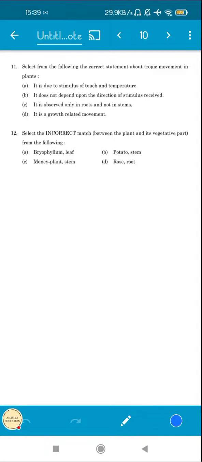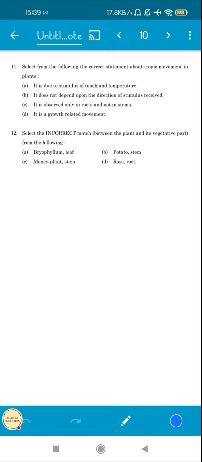Select from the following the correct statement about tropic movement in plants. Okay, so what is the meaning of tropic movement? You have studied about it, isn't it? Geotropism, phototropism, hydrotropism, thigmotropism, etc. So what are these things? The response of a plant to certain external stimuli such as water, light, temperature, etc. That is known as tropic movement, and this, you can say, showcases the growth in a plant.